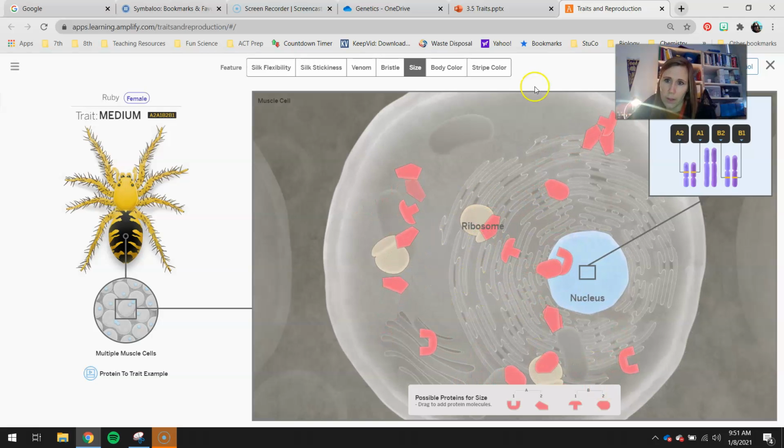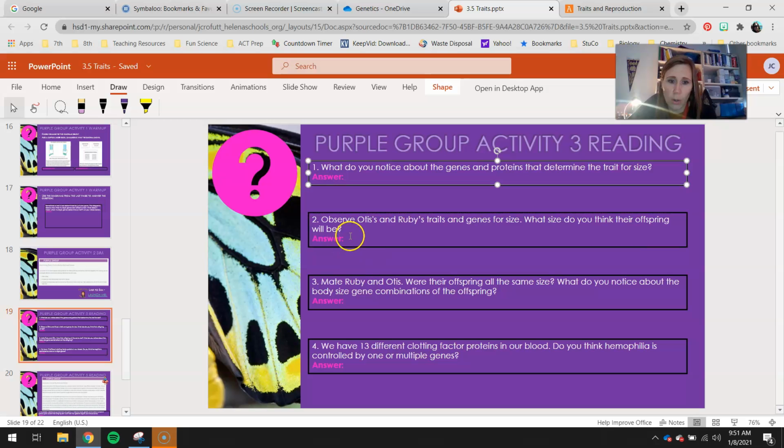You guys watch for a little bit. So observe Otis and Ruby's traits for size and genes, and then Ruby was medium. Okay, so you guys, if you haven't figured it out already, you know now kind of how you can get medium for Greg. What size do you think their offspring will be? So if Ruby was medium and Otis was small, maybe make a prediction about what you guys think their offspring will be, and then mate them and actually test it.